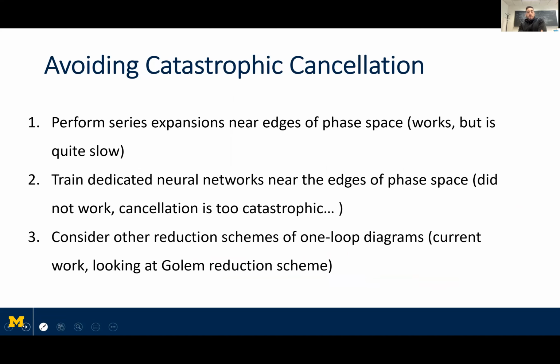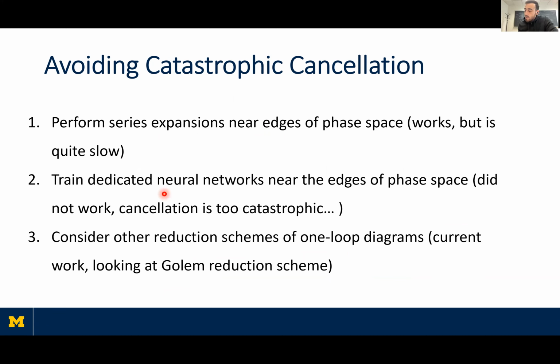So what are some ways that one can avoid this catastrophic cancellation? Well, I looked at performing series expansions near the edges of phase space, and this worked out, but the problem is you sort of need many terms in your expansion, and it's also quite slow. It's not really the fast evaluation that we were looking for.